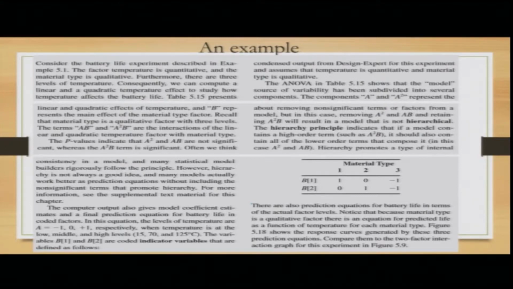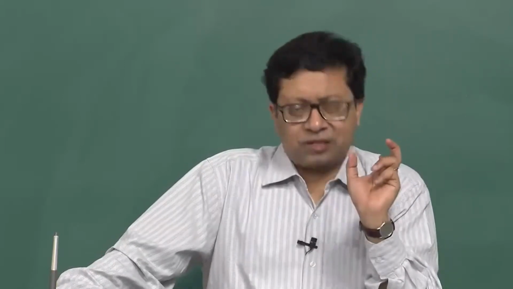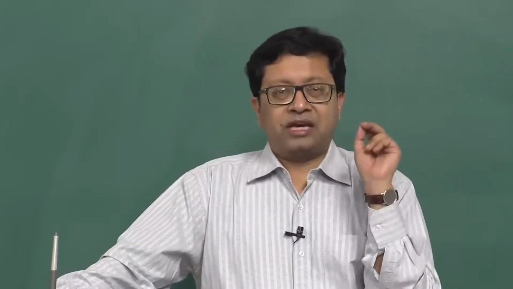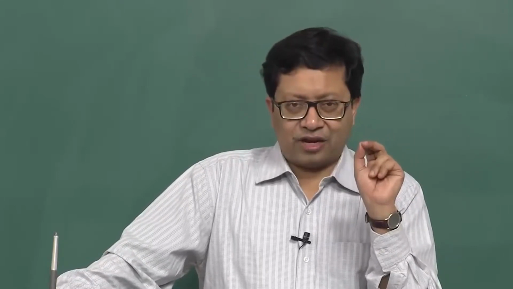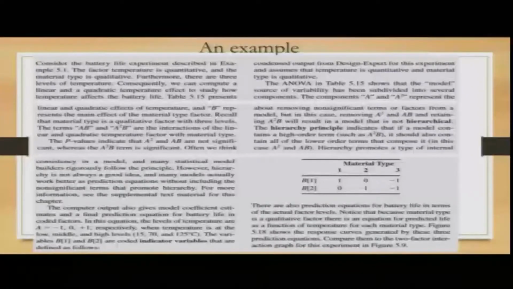If it is A square into B, it is basically a quadratic relationship between A and B. It can also be put like A into B square, but then the quadratic relationship in words remains the same, though the effect would be different, because in the first case you are squaring A to A square, in the second case you are squaring B to B square. So, the p values indicate that A square and AB are not significant, whereas the A square B term is significant. So, obviously you have to pass judgments accordingly.